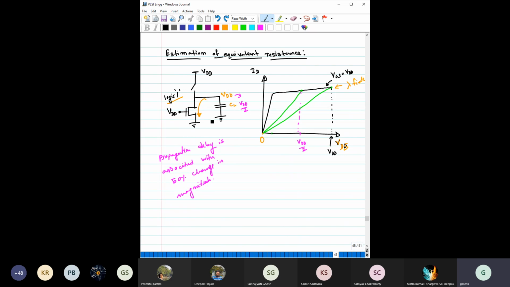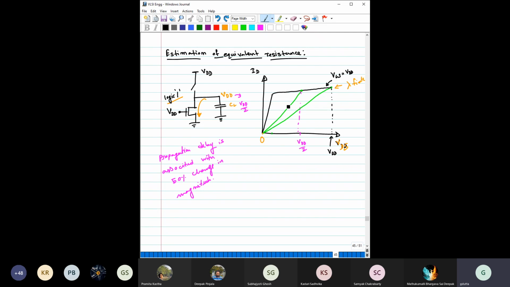We started the discussion, but I think we could not finish it because of lack of time in the last class. Say this capacitor is the load capacitor CL. It has been fully charged from 0 to VDD, and it has to discharge from VDD to 0. But we calculate the propagation delay when the output makes a transition to VDD by 2, since propagation delay is associated with the 50% change in magnitude of the output.